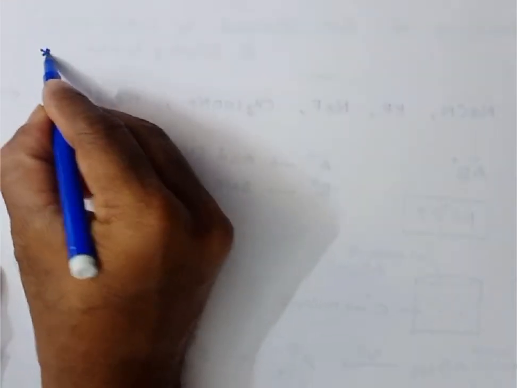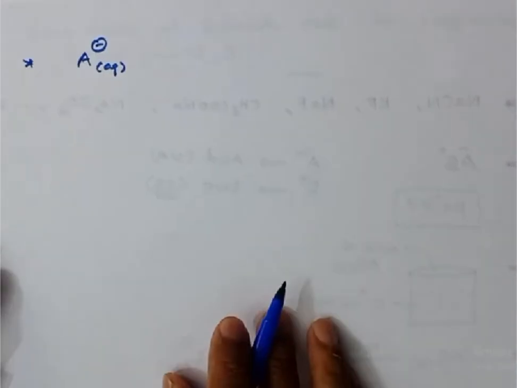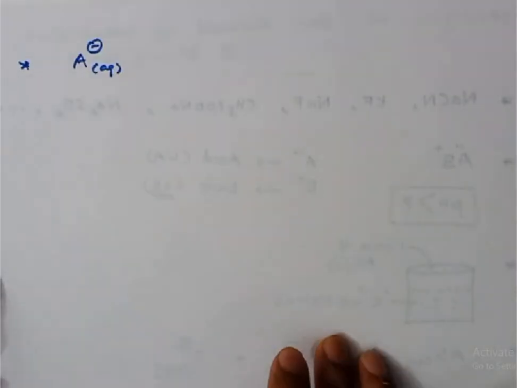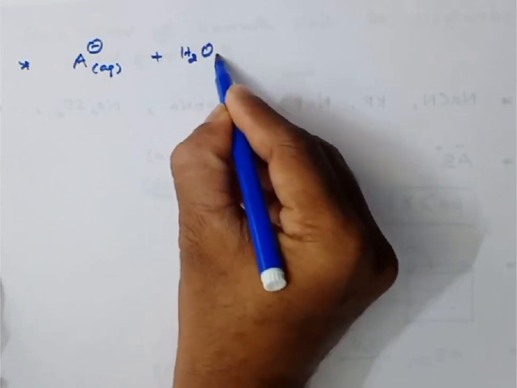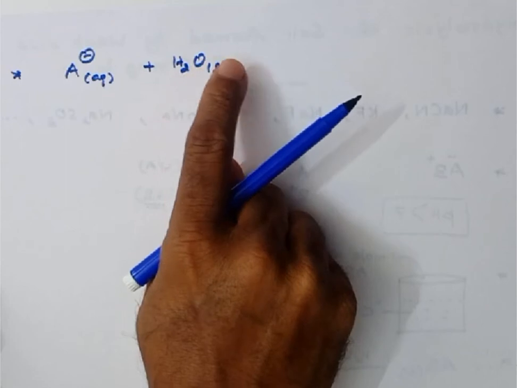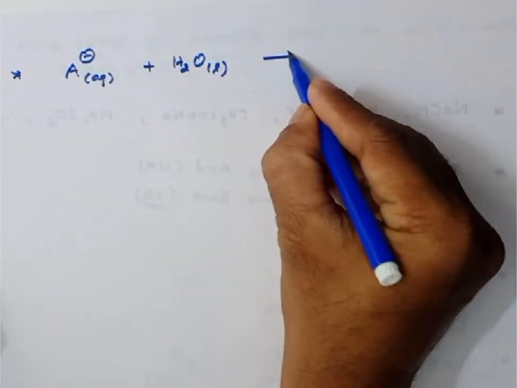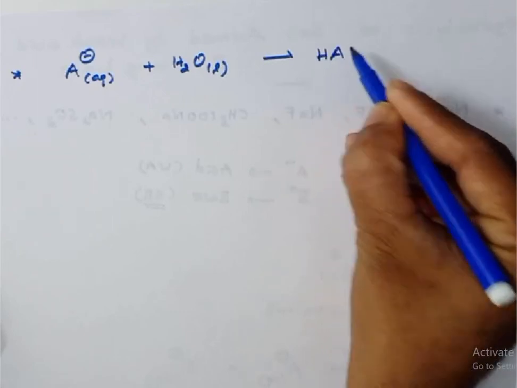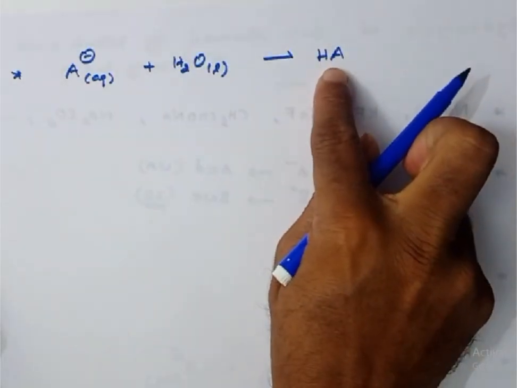See, this anion of the salt, since it is a strong conjugate base, will react with the water. You can split water as H plus and OH minus. H plus will combine with this anion and form HA. HA is a weak acid.